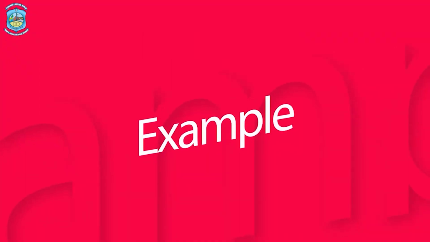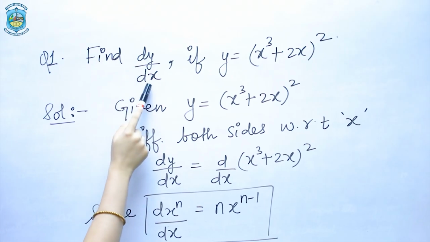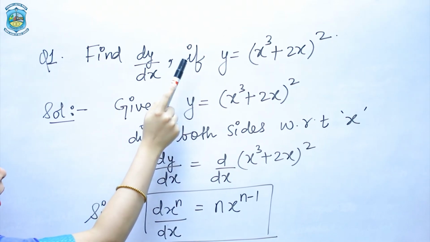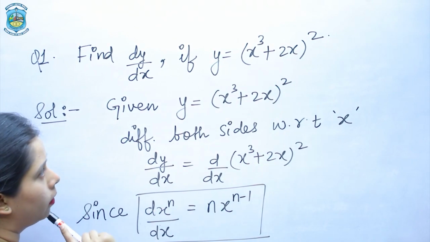So chain rule is very similar to this. You keep on differentiating it in a chain so that you reach the derivative of the standard function. So let's understand this with the help of some examples. So the first question is, find dy over dx if y is equal to (x cube plus 2x) whole square.